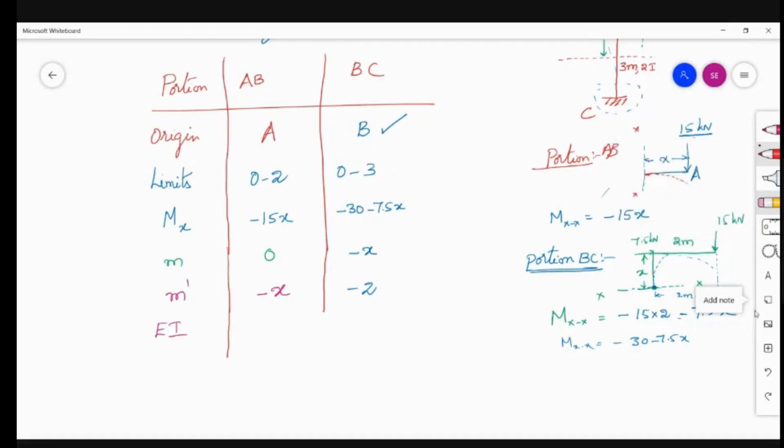So write down the EI value just to see. The E value is constant, but I is varying. For the AB portion, the I value is given as I only. For the BC portion, this is 2I. So for the AB portion this is EI, whereas this is 2EI. So the moment of inertia is changing 2 times for the BC portion compared to the AB portion.